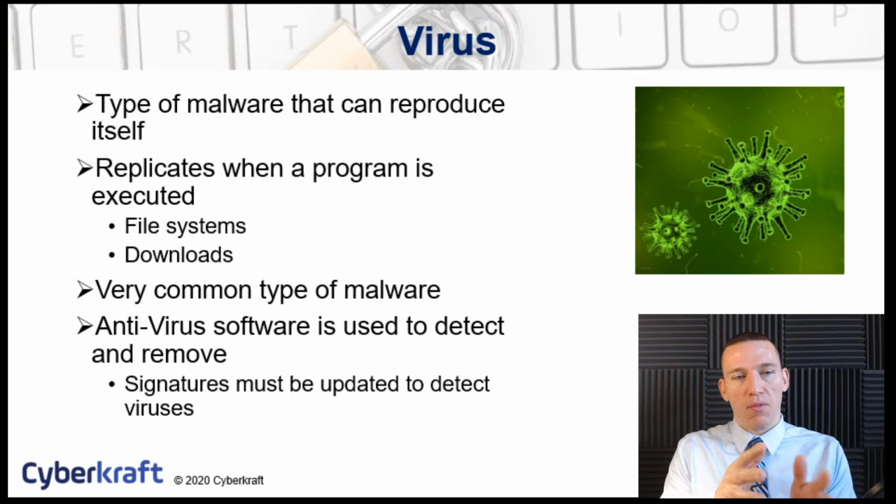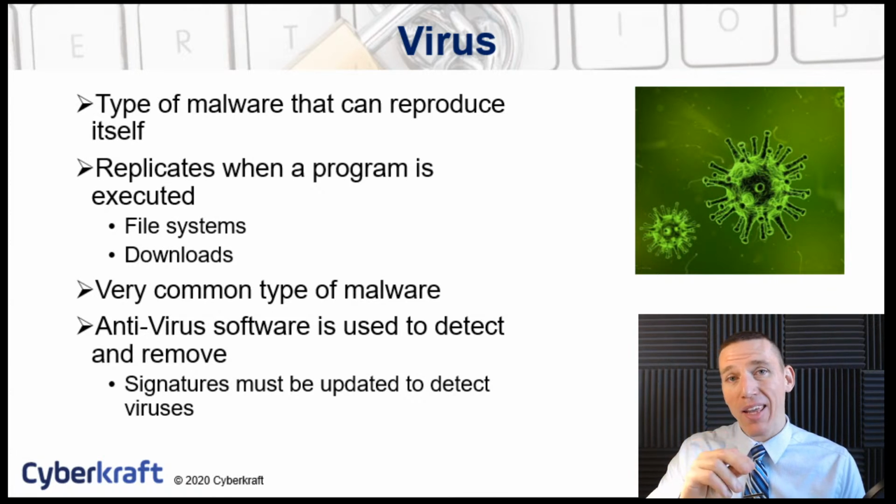So viruses can reproduce when a program executes, and then they'll hide themselves within different file systems on your device. They can also replicate when you click a download link. If you click a download link for a file, it might contain a virus, and then your device could be infected.